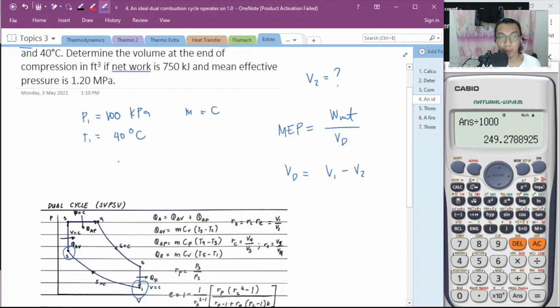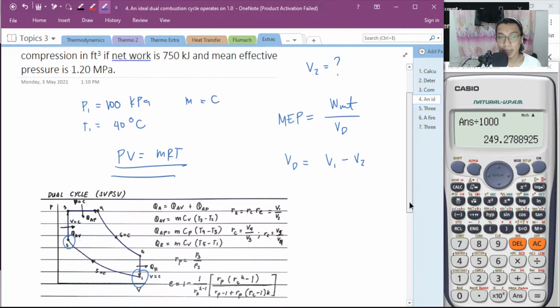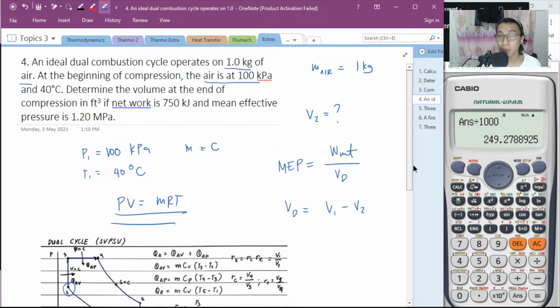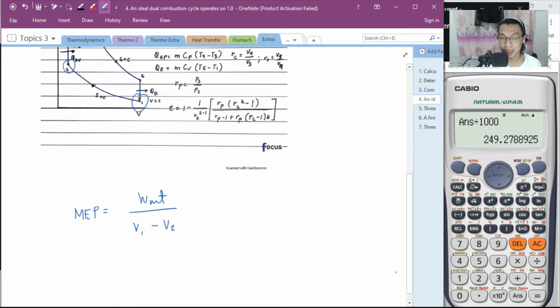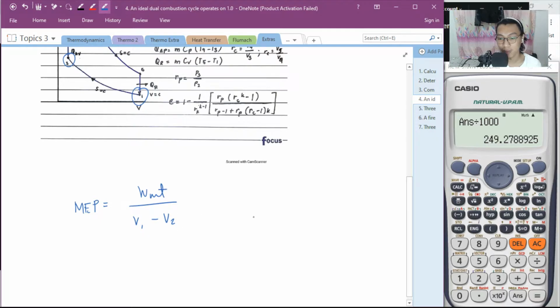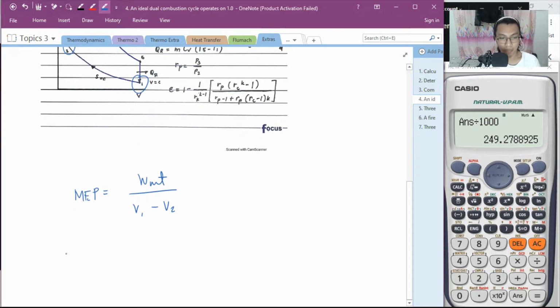Sir, recall natin si PV is equal to MRT relationship. Okay? Yan, the ideal gas law. And we are talking about air here, which is an ideal gas. So we can solve for V1. O, pwede nating ipasok lahat yan sa isang equation. Ang hinahanap natin is V2. Then, pwede na, di ba?